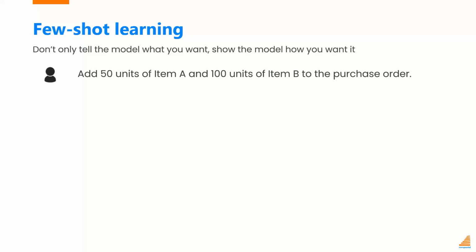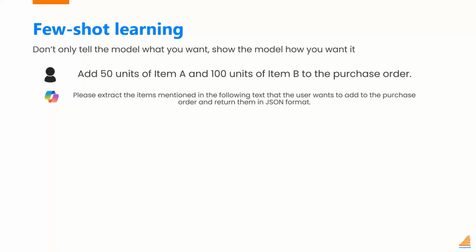And if we talk about few-shot learning through an example, let's take a look at a feature that we could build in Business Central. Something where a user could come in and say, I would like to add 50 units of item A and 100 units of item B to the purchase order. So something like the sales line copilot, which we already have, right? Just for the purchase side. If we were building a system prompt, a naive system prompt for this feature could look something like this. Please extract the items mentioned that the user would like to add to the purchase order and return them in JSON format. So that would be telling the model what we want.